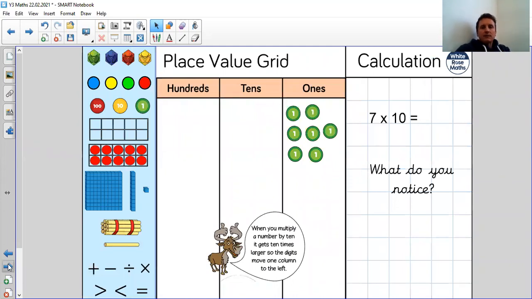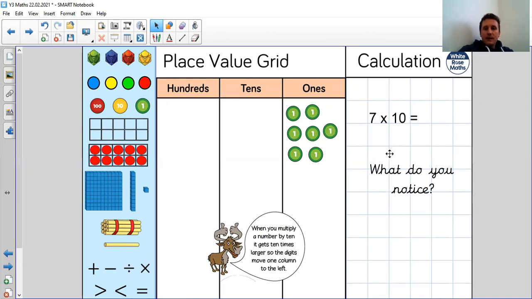So let's have a look at this. Now, we're going to start off with a one-digit number. So we're going to start off with the number 7. And we're going to multiply that by 10. So 7 groups of 10, or you might have heard it as 7 repeated 10 times. Okay, so what happens, here we've got our place value grid, hundreds, tens and ones. When we multiply by 10, what would be my answer here? I'd hope lots of you would be able to tell me what 7 tens are already.